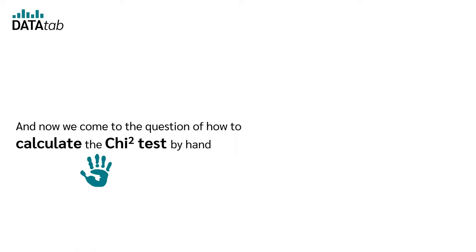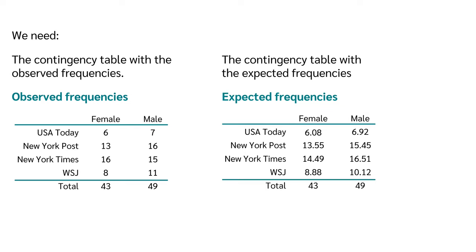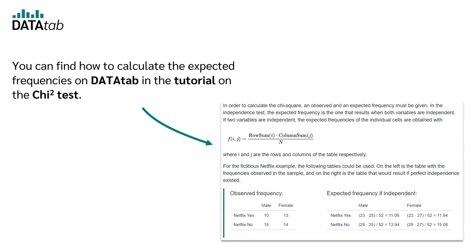And now we come to the question, how to calculate the chi-square test by hand. And we go through the formulas needed. Don't worry, it's not difficult. We need the contingency table with the observed frequencies, and the contingency table with the expected frequencies. That is, those frequencies that would occur with perfectly independent variables. You can find how to calculate the expected frequencies on DATAtab in the tutorial on the chi-square test.